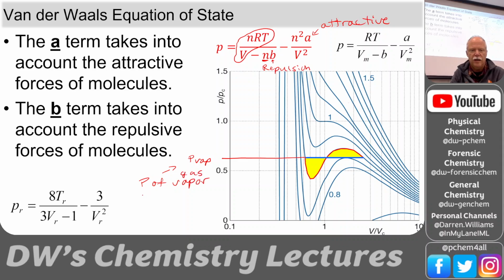Which is a gas. And where do we draw the line? Well, he says, let's make it to where the van der Waals area above that line is equal to the area under that line. It's kind of a nice criterion, right?